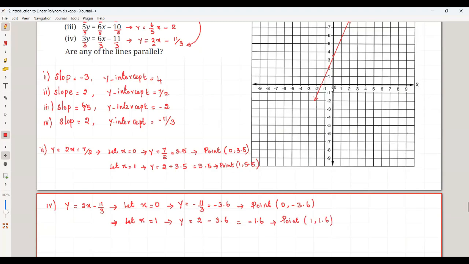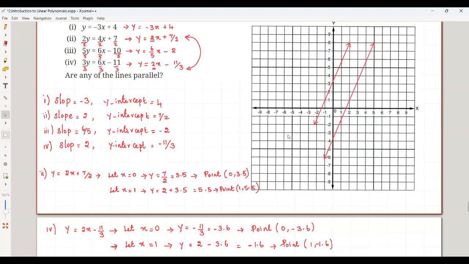0 comma minus 3.6. This is 0 comma minus 3.6, approximately taken here. The second one is 1 comma minus 1.6. It may come here. Now we can just join the points. If you join them, exactly, it's coming out parallel.